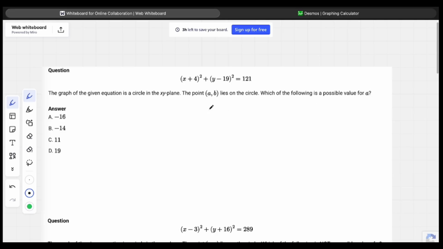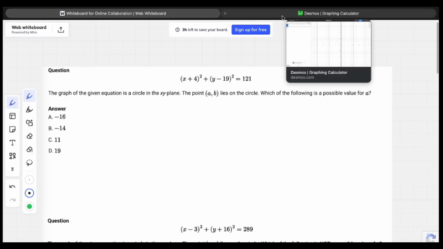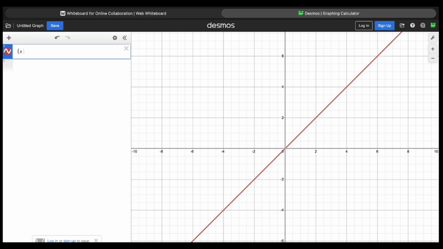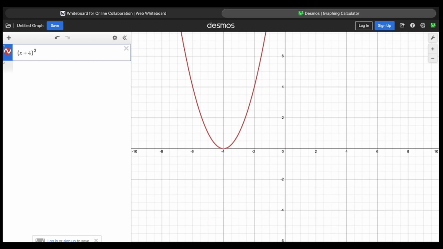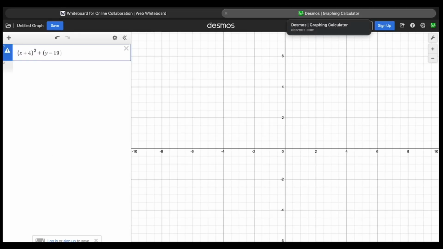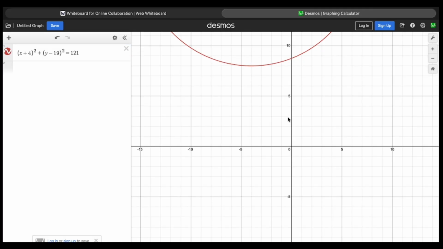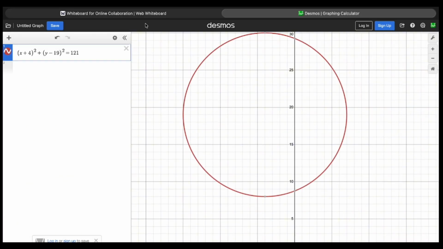Now, when given a graph, the first thing that you should do immediately is plug it straight into Desmos to see what type of picture we get. So for here, we can do straight away (x + 4)² + (y − 19)² = 121. And now if we zoom out, we'll see that we have this circle right here.